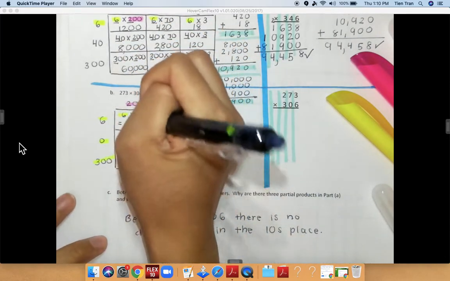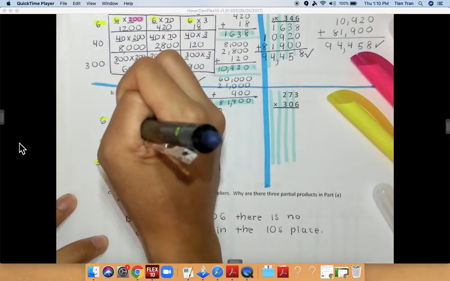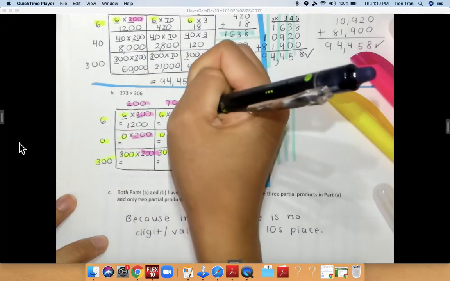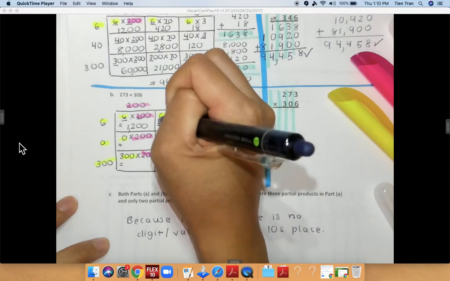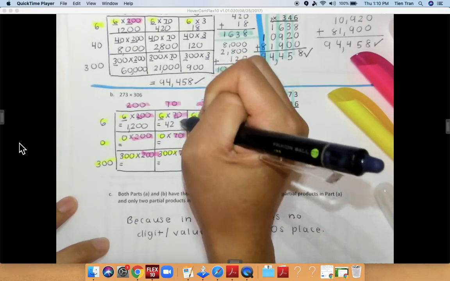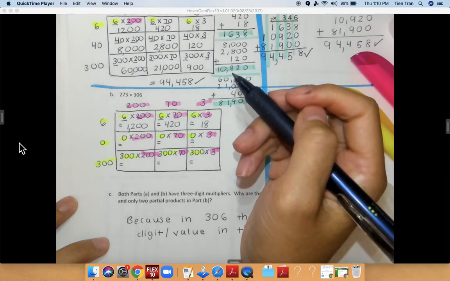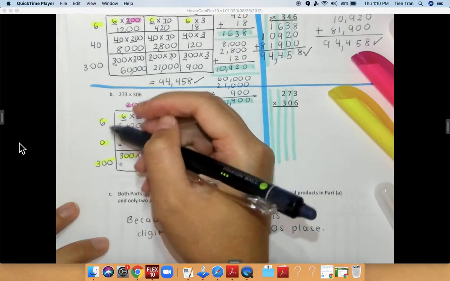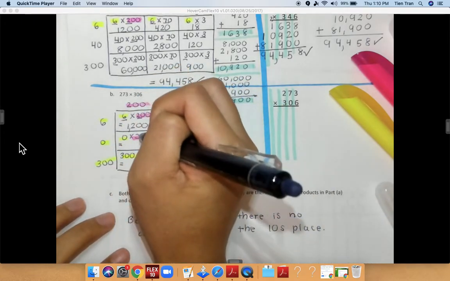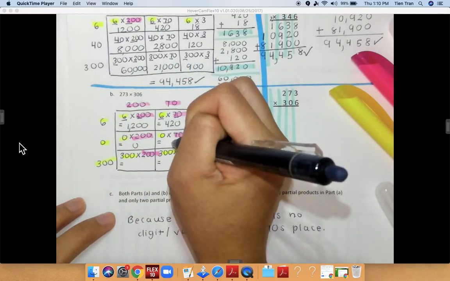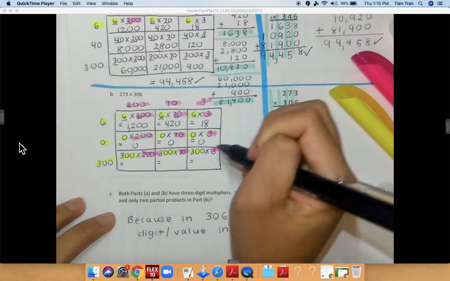So 6 times 2 is equal to 12, and then add my 2 zeros. Over here I have 6 times 7, which is equal to 42. Add my 0. 6 times 3 is 18. This looks like the same problem as this one, but it's not. 0 times 200 is 0. 0 times 70 is 0. 0 times 3 is 0.